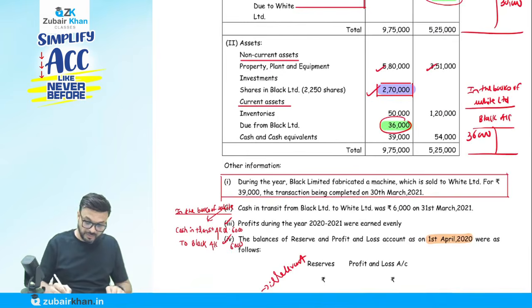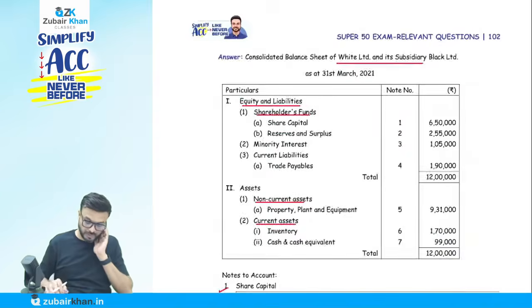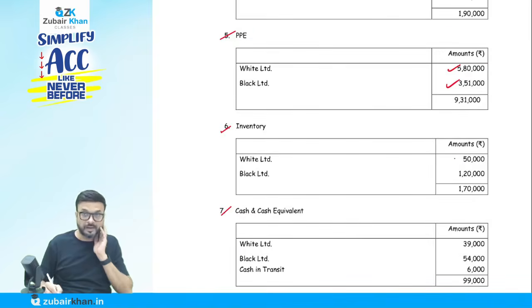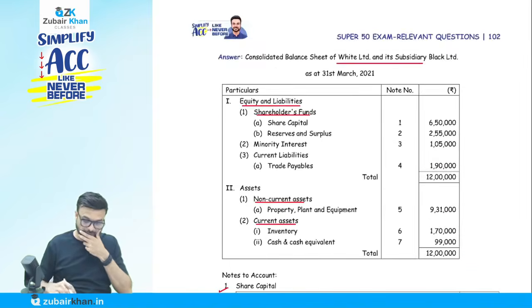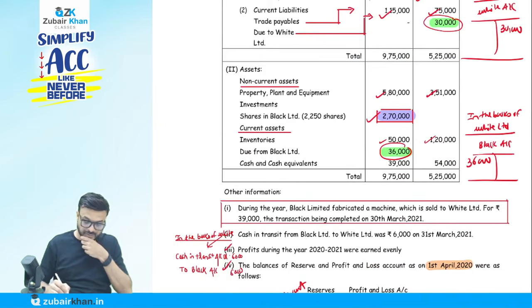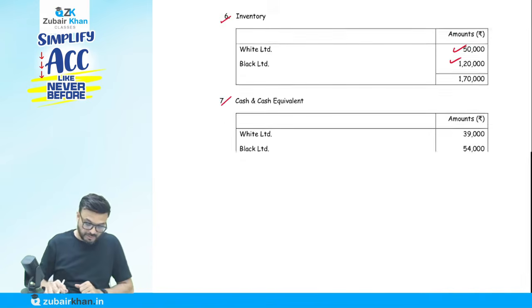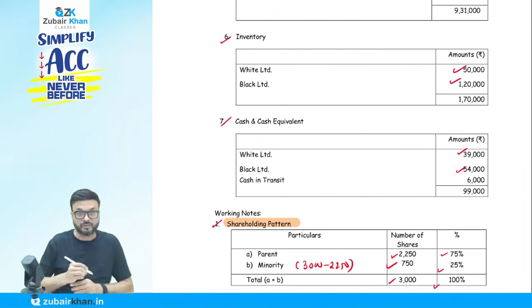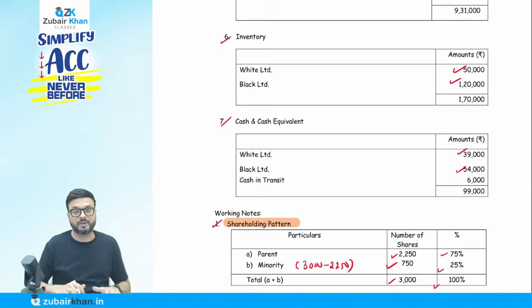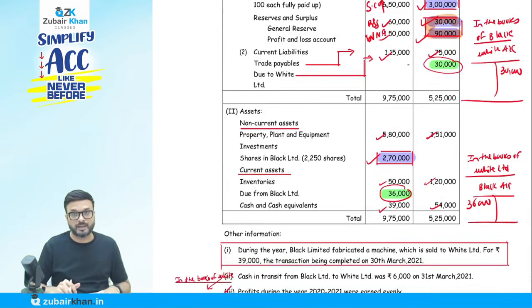Again, come to the balance sheet. Then we have inventories 50,000 and 1,20,000. For inventories, we made a note, stock on it, 50,000 and 1,20,000. Then we have here again mutual debt. I make in the books of white limited, this is the black limited account 36. I will discuss about it. Cash and cash equivalent, we made a note, stock on it, 39,000 and 54,000. Then one by one discuss this.